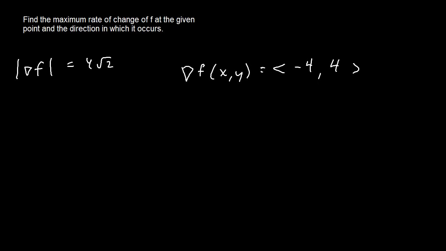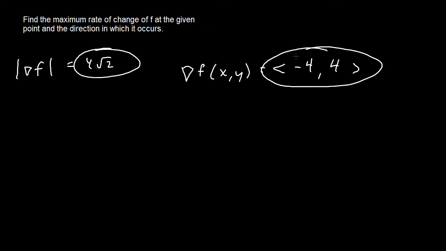Now the maximum rate of change of f, or the magnitude of the gradient vector, we found to be 4 times the square root of 2. And so now in order to find the direction, remember the direction is the same as the components of the gradient vector evaluated at the point. So we've already found the gradient vector evaluated at the point to be negative 4, 4. And so that is going to be simply the direction of the maximum rate of change.